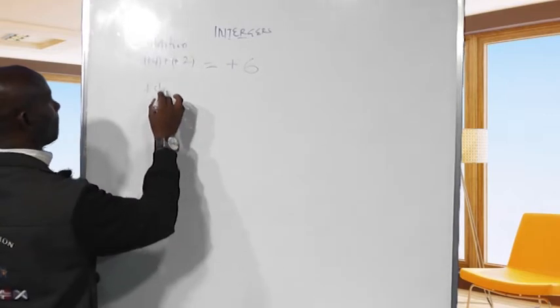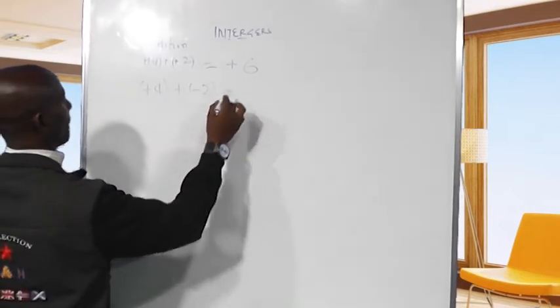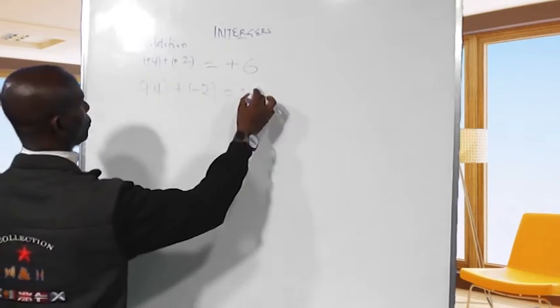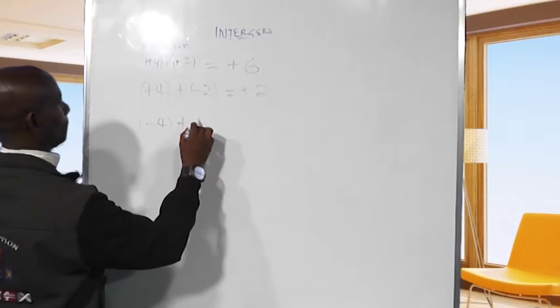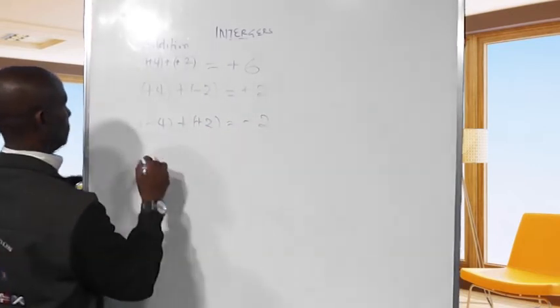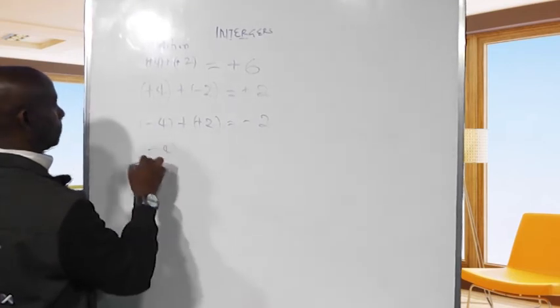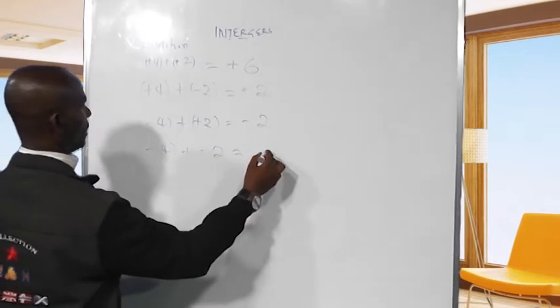Plus 4 plus minus 2, we have plus 2. Minus 4 plus 2, we have minus 2. Minus 4 plus minus 2, we have minus 6.